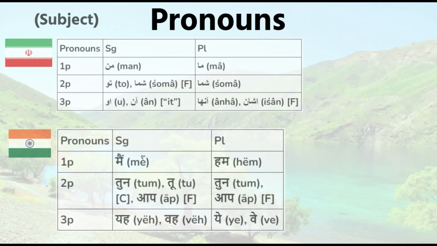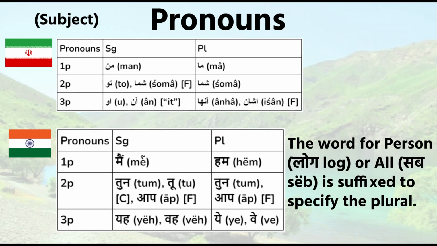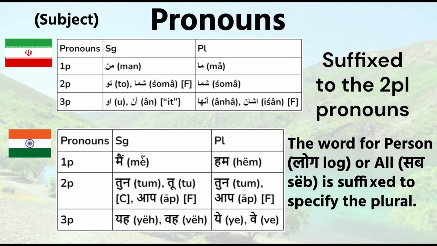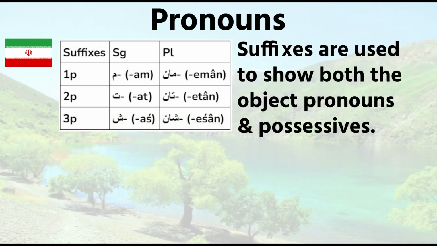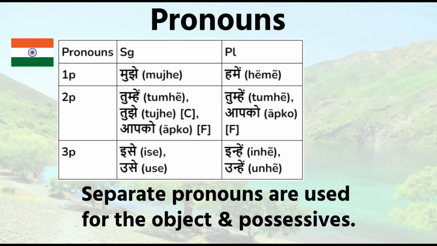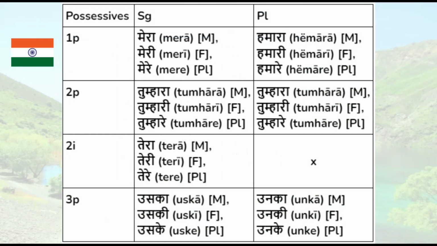Pronouns. Persian and Hindi pronouns are fairly similar and fairly different. Also note that the word for person, लोग, or the word for all, सब, is suffixed to specify the plural in most cases. But these are just for subject pronouns. As I mentioned earlier, suffixes are used to show both the object pronouns and possessives in Persian. So, for example, iman shows both us, the object pronoun, and our, the possessive, in English. But in Hindi, there are separate pronouns used for the object pronouns and the possessives. The possessives being different based on the gender of the noun.